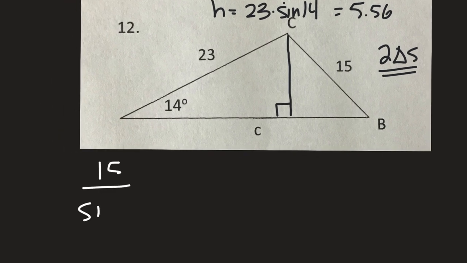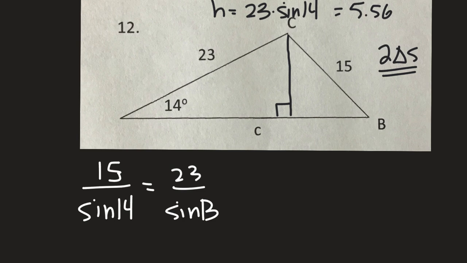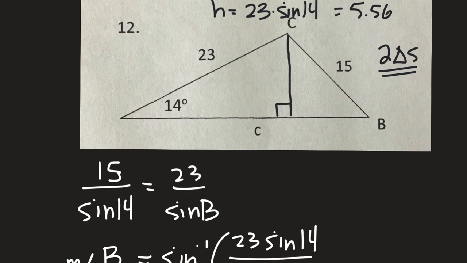15 over the sine of 14 equals 23 over the sine of B. Okay, so we'll do all the cross multiplication. We will divide, and then we will take the inverse sine of 23 sine of 14 divided by 15. Okay, and let's see what that is as an angle. That is 21.8 degrees for angle B.